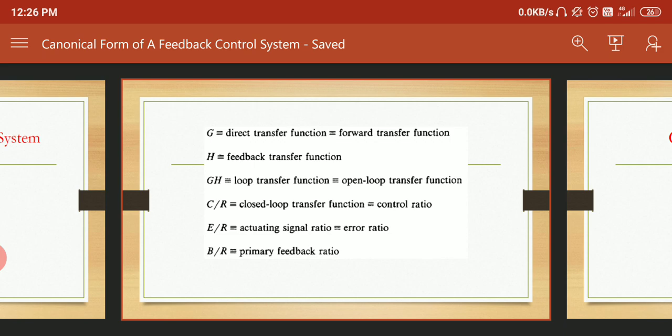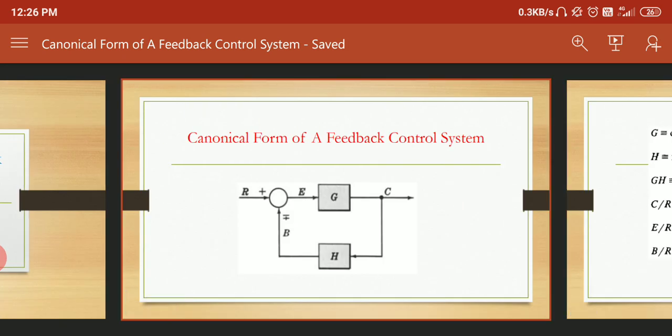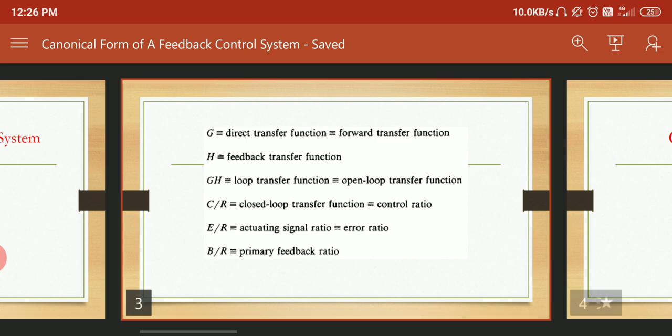Then for the numericals, we have to take the whole loop in this format. So we can get R, E, C and B. Then we can calculate the following ratios, that is control ratio, error ratio and primary feedback ratio. For these three ratios we need G and H, that is direct transfer function and feedback transfer function.